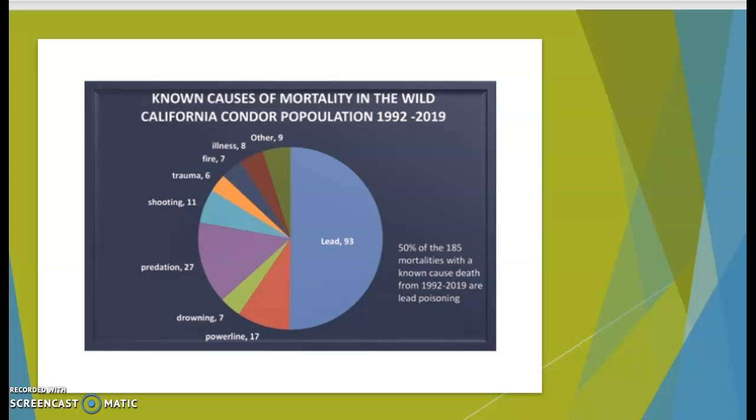You also see things like trauma, which would include vehicle collisions and things like that. So although roads aren't necessarily a big part of it, I will say that waterways can be, since the lead is in the fish and it's impacting the condors themselves.